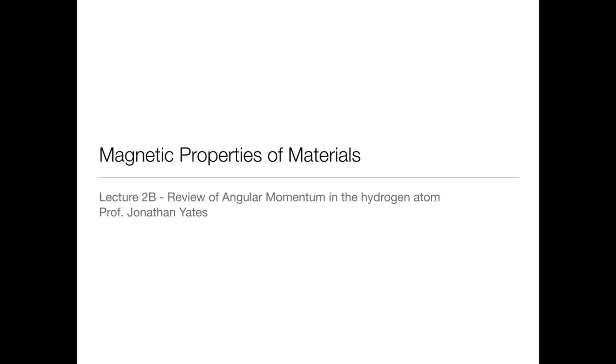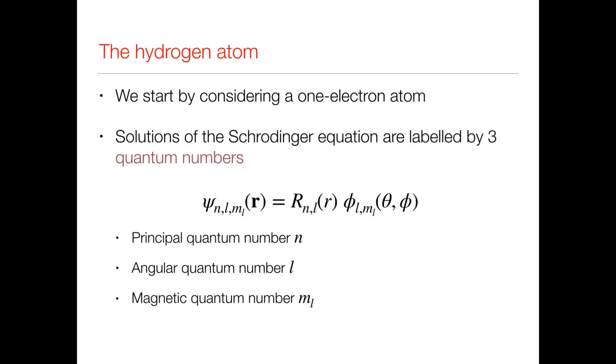Okay, so let's start to review what we know about angular momentum and quantum mechanics for the hydrogen atom and see if that provides a way in which we can understand how atoms can have magnetic moments in their ground state. So we're going to start with hydrogen, okay, one electron atom, which we can solve analytically, and we'll use that in the following lecture as the basis to understand multi-electron atoms.